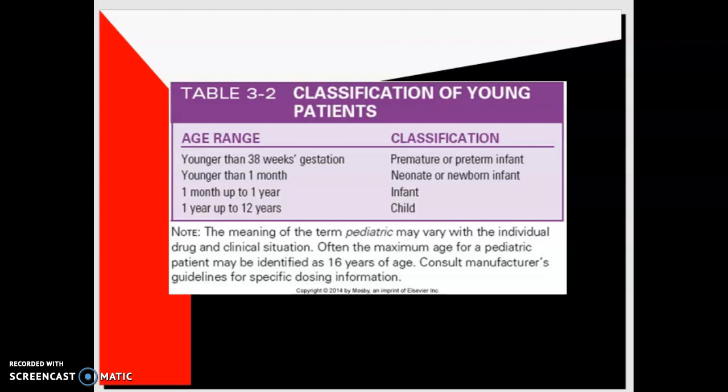Then 1 month up to a year is considered an infant, or 28 days to a year is considered an infant. 1 to 12 years is considered a child. What you're going to find is that most of the time pediatric dosages are going to be calculated until the age of 16. Really, when we're looking at the differences, you'll notice that there are some things that will be factored in as we go through the medications and you start to learn those.